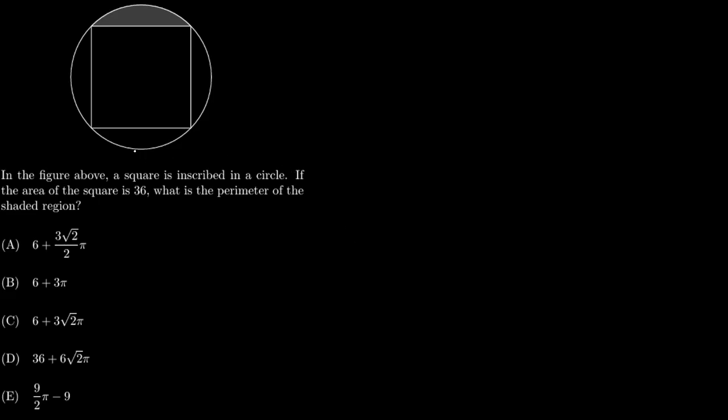So, we know that the area of the square is 36. So the length of its sides would be the square root of that, which is just 6. So each of its sides would be 6. Now, we are interested in the perimeter of the shaded region. Well, that would be 6 plus this segment of the circle here. So how can we calculate that?